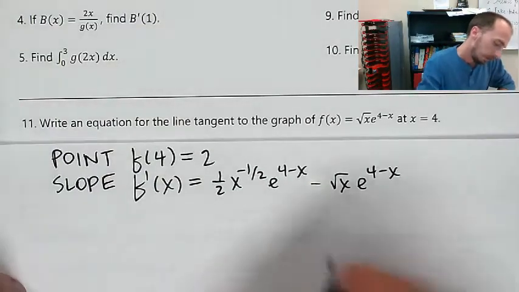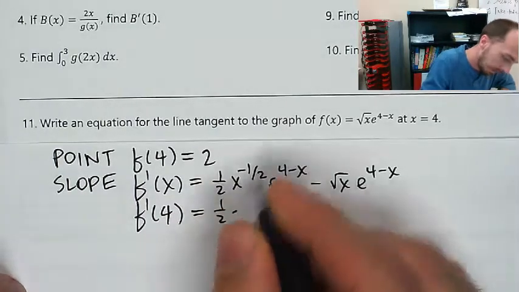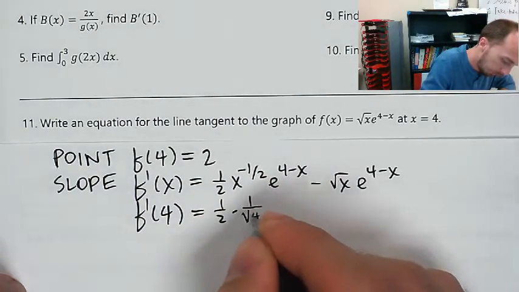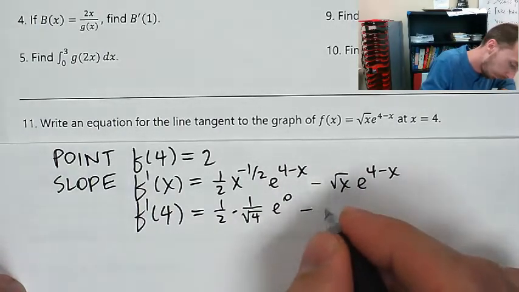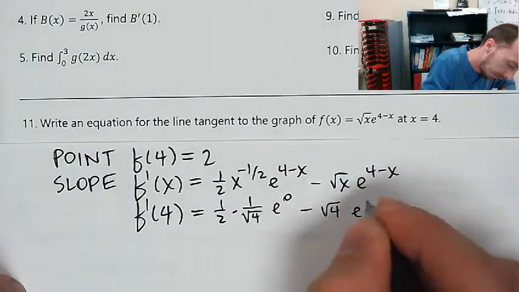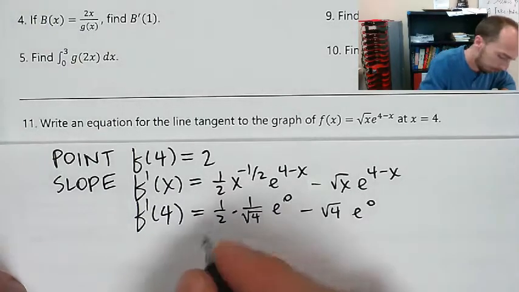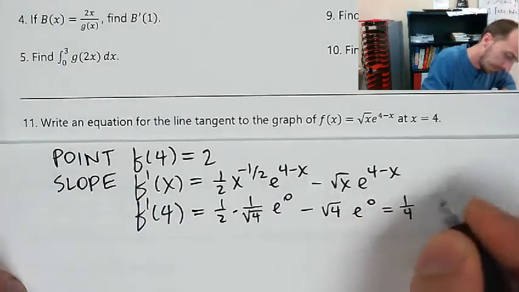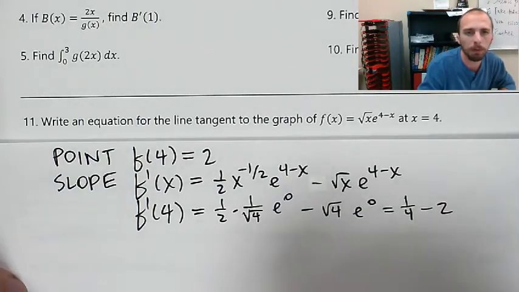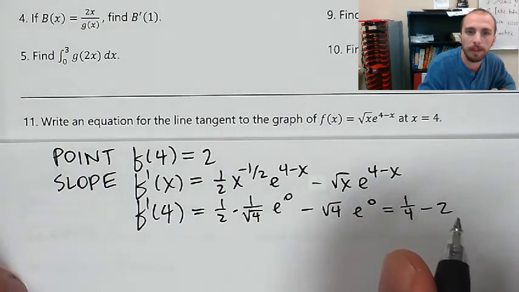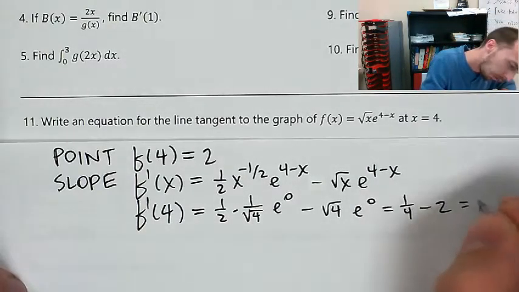Now, f prime of 4 is going to be 1/2 times the negative half power, which is 1 over the square root. Okay, so we got that, e to the 0, minus the square root of 4 times e to the 0. So I've got 1/4, because 1/2 times a half, minus 2. And so I know that's negative 1 3/4, but I feel like we can do a little better than that. 2 is 8/4, so I take 1/4 and subtract 8/4. I get negative 7/4.